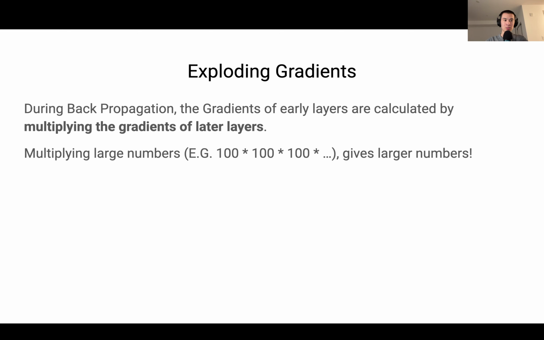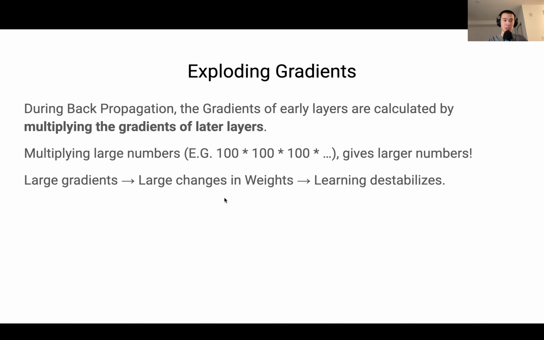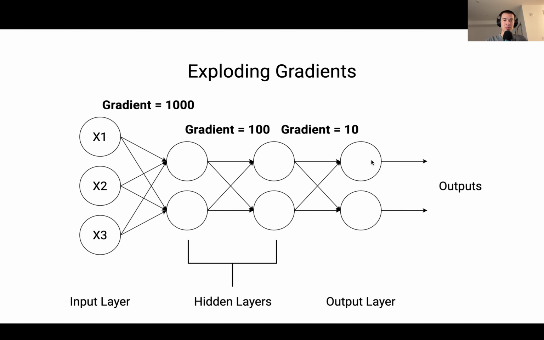Exploding gradients, where if we multiply a lot of big or large numbers together, you will get even larger numbers. Large gradients lead to large changes in weights. Learning destabilizes. So here we have a gradient of 10. As it goes through the layers, there's more multiplication of big numbers. So the gradient gets larger and larger, and learning destabilizes.